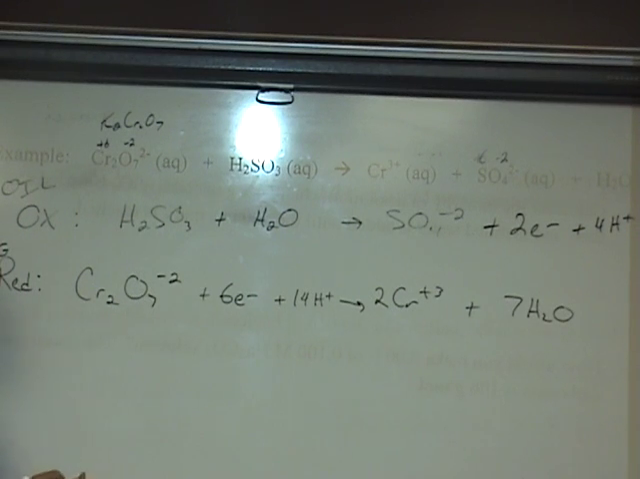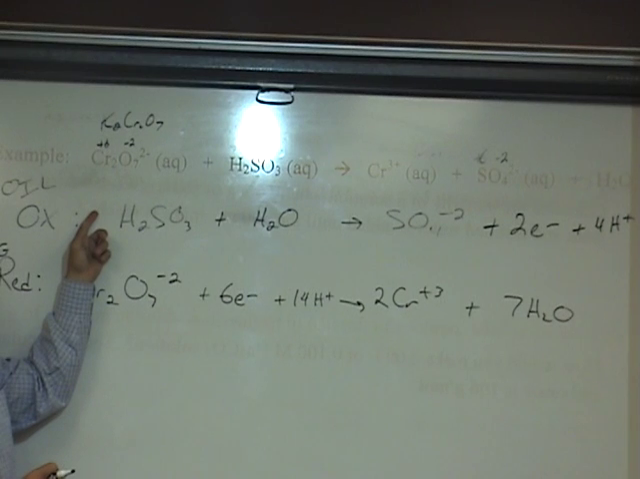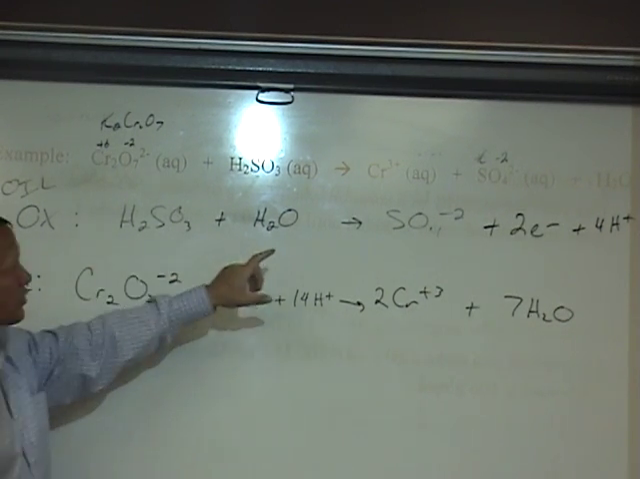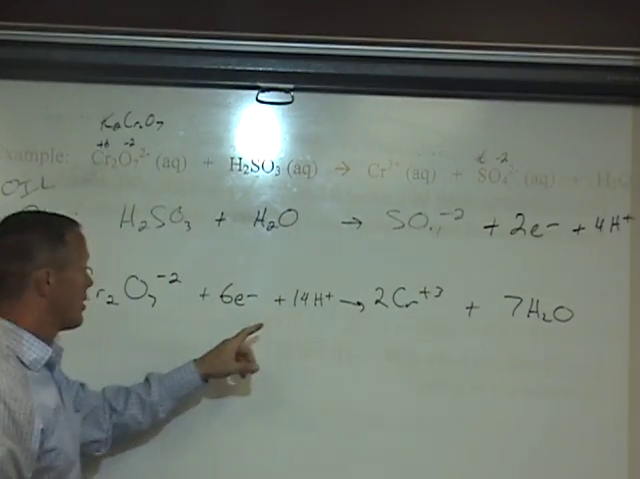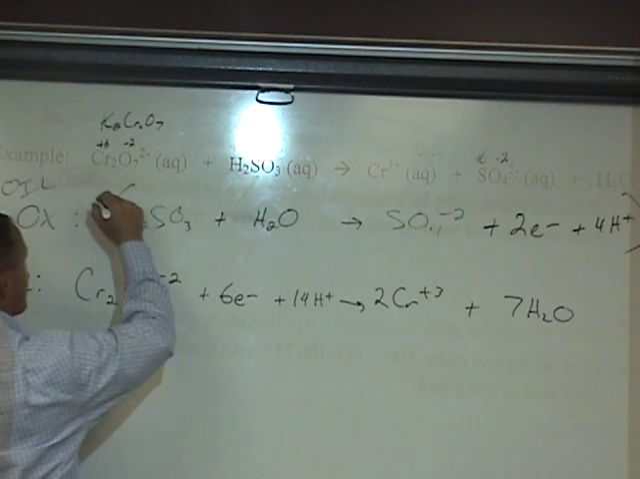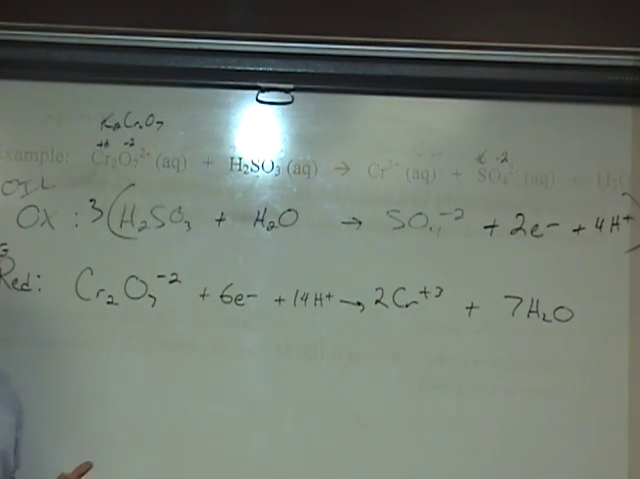So now remember your electrons that are lost by the sulfur in oxidation need to be gained by the chromium reduction. So since we only have 2 electrons involved there, and 6 here, we need to multiply this by 3. It's going to take 3 sulfurs to make this reaction happen.